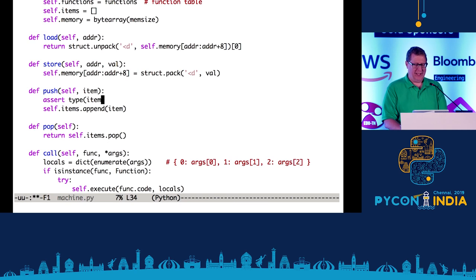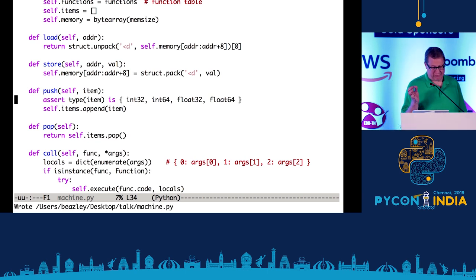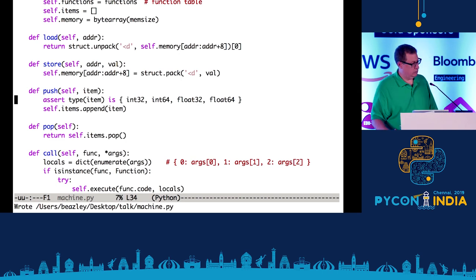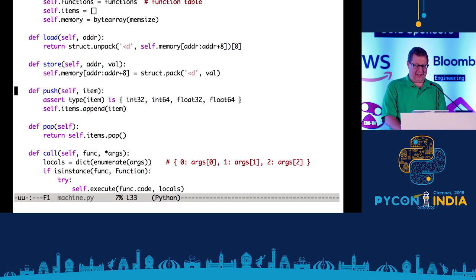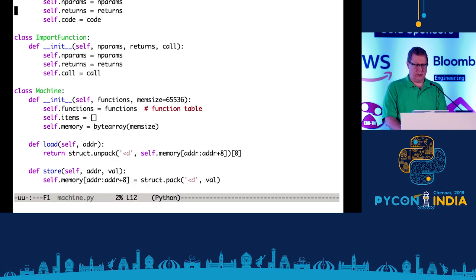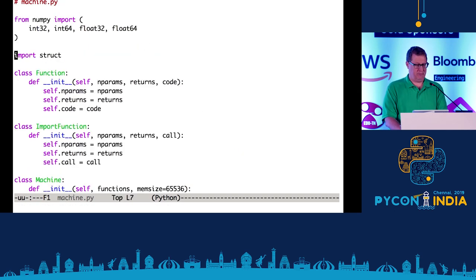Okay, so I'm going to put an assertion on the stack push operation to assert that those are literally the only things that are allowed in the system. You only have those types, and if you have anything other than those types, you are broken. So WebAssembly is a little emulated CPU, and it only has 4 data types.